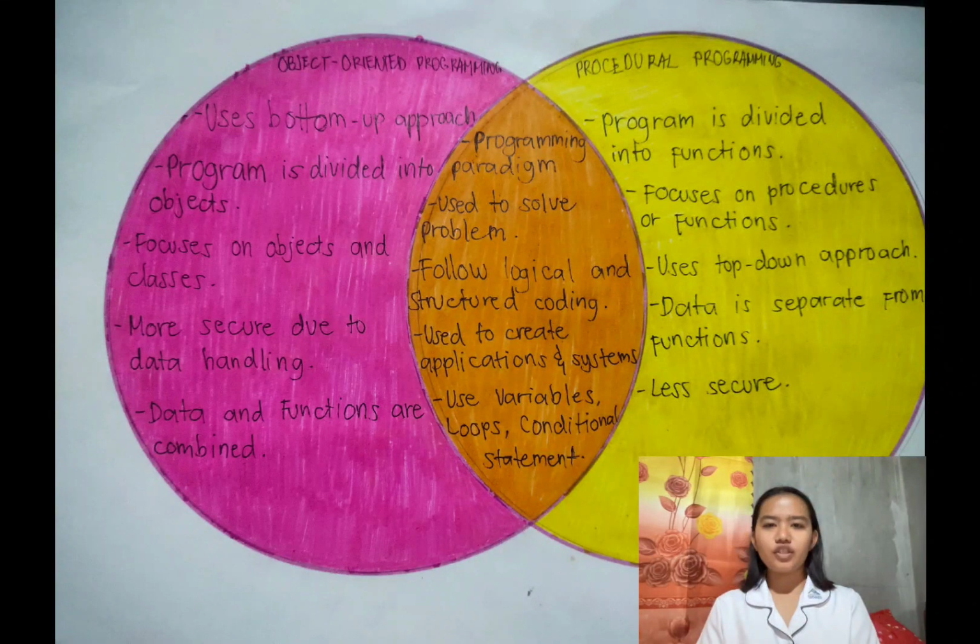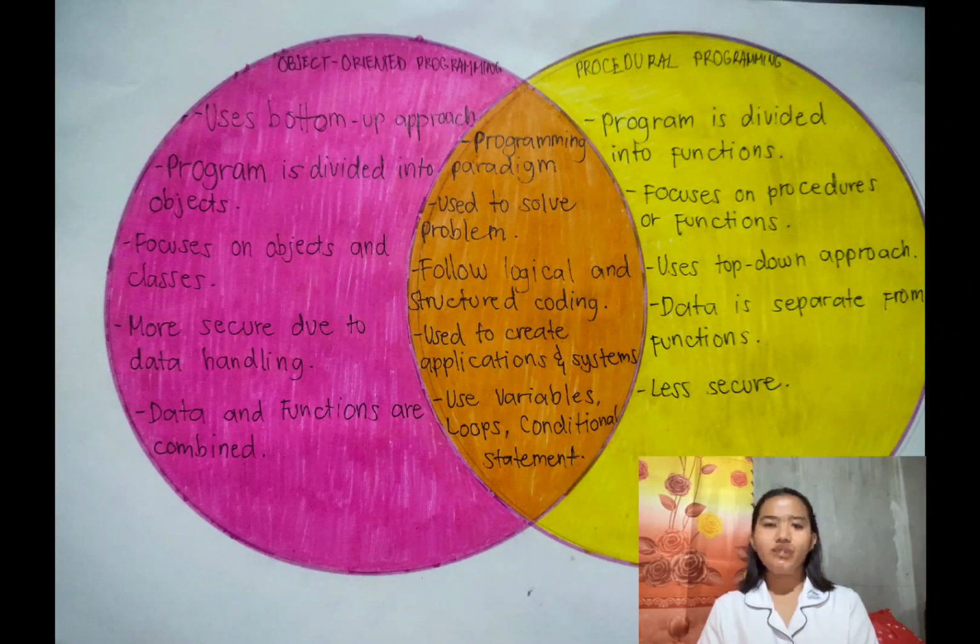The data and functions are separate. Because of this separation, data can be accessed and modified by many parts of the program. This makes procedural programming less secure compared to object-oriented programming. It is best used for small and simple programs because it is easy to understand and easier to write. Some examples of procedural programming languages are C, Pascal, and BASIC.